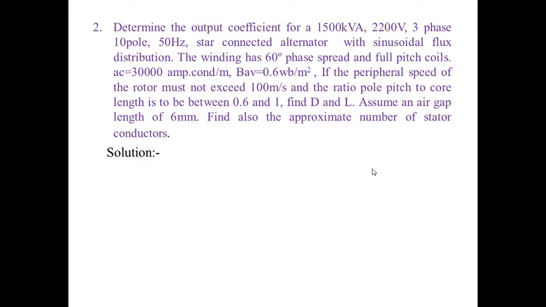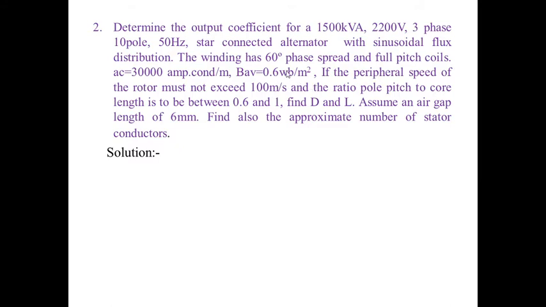Second problem. Determine the output coefficient for a 1500 kVA, 2200 volt 3 phase 10 pole 50 Hz star connected alternator with the sinusoidal flux distribution. The distribution of flux is sinusoidal in this case. The winding has 60-degree phase spread and full pitch coils. The distribution factor is 60-degree phase and coils having full pitch, that is distance between the two poles, number of slots. So AC is 30,000 ampere conductor per meter, that is specific electrical loading. Specific magnetic loading is 0.6 Weber per meter square.